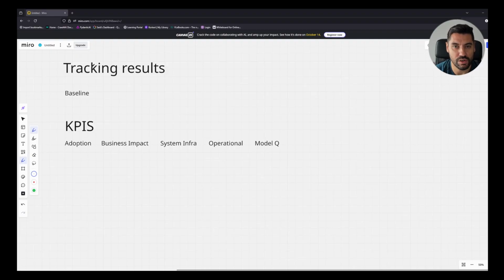And lastly, we need to talk about tracking the results. So once you've got your projects approved, what do you need to do to bring them to life, and how do you make sure that the board of directors is not on you because you are not delivering results? So the first thing that I want to talk about is that we need to define a baseline.